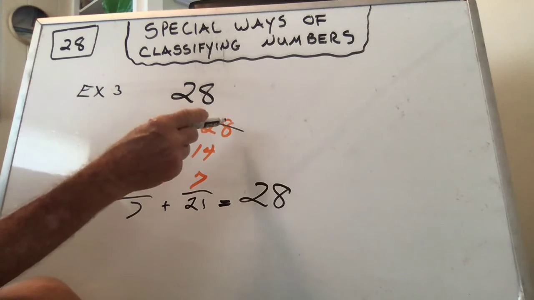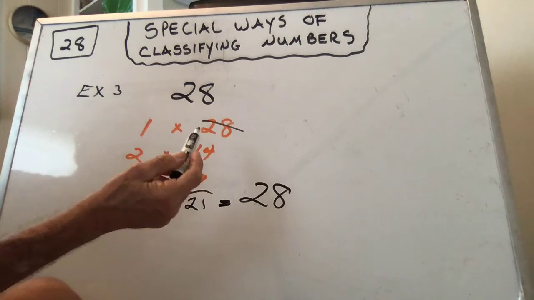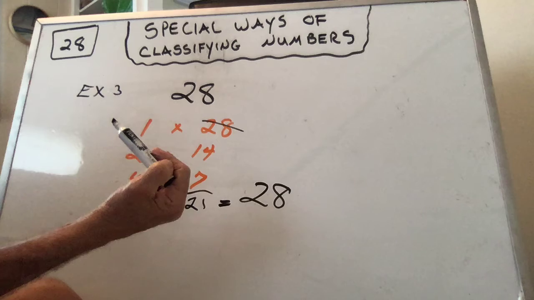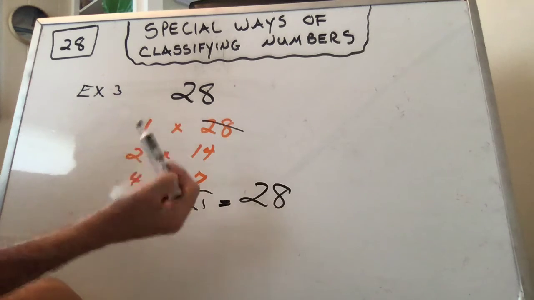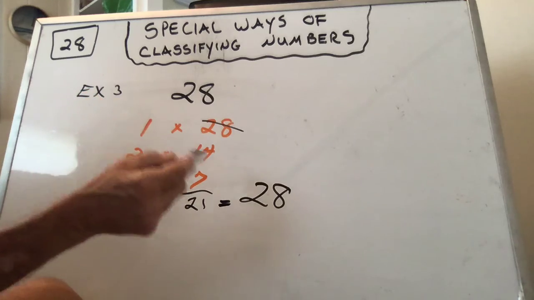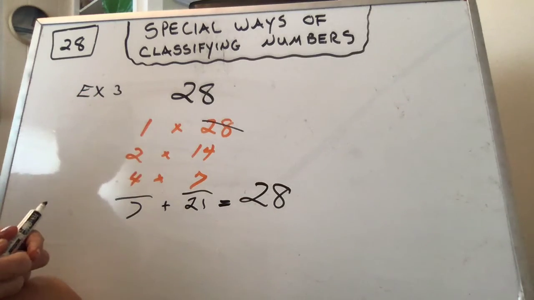By the way, I'll throw a word at you, a French word. Adding all the factors but not counting the number itself is called the aliquot, A-L-I-Q-U-O-T, the aliquot sum. All the factors except the number itself. Don't forget that 1 though, it does count. So this is a special case.